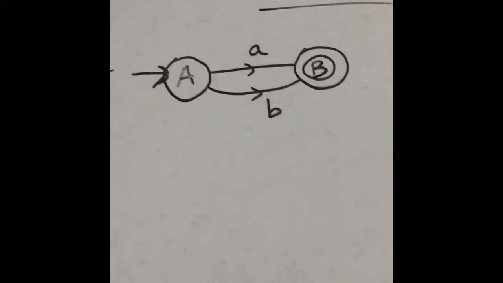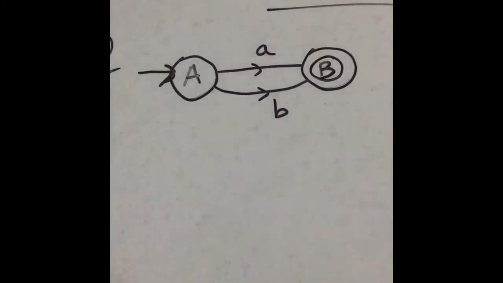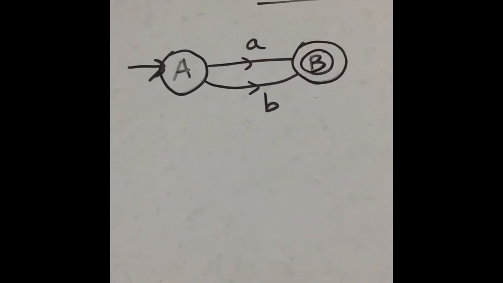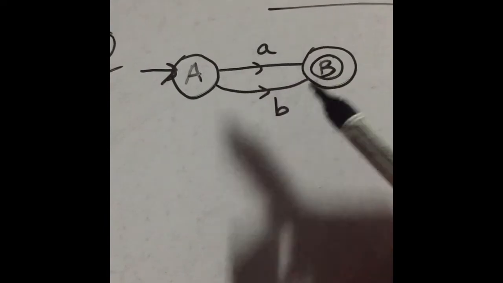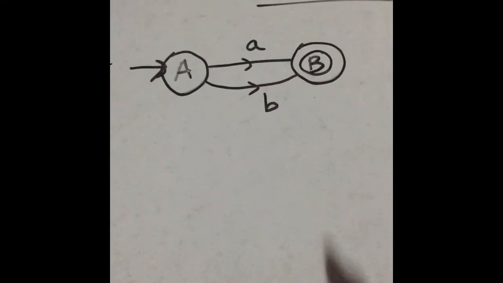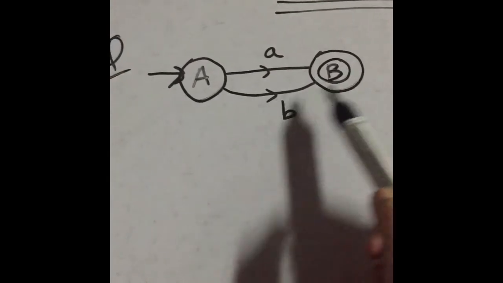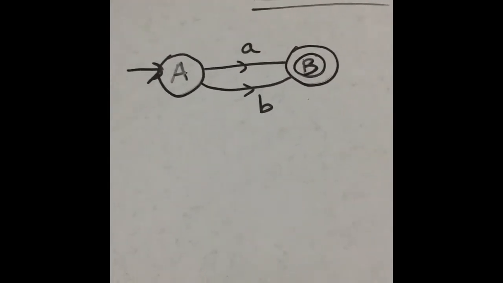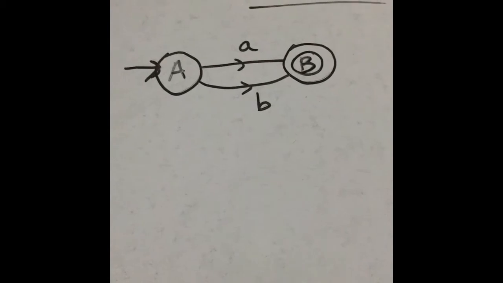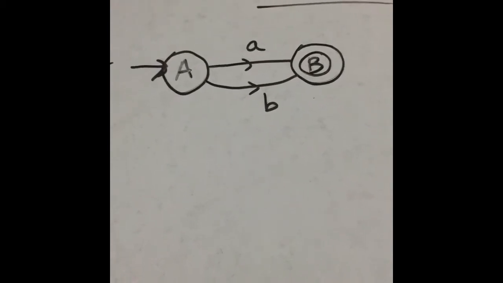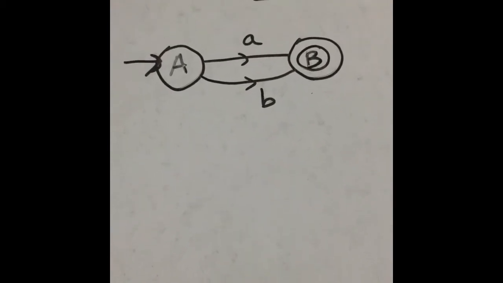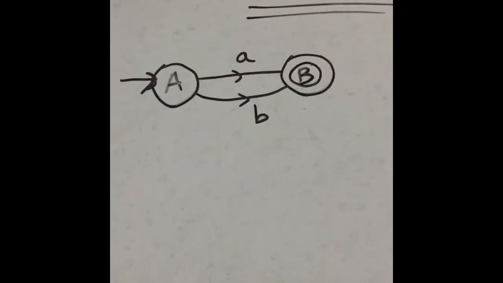So what does it mean? In normal language, what does it mean? It means either A or B. Either A is accepted or B is accepted, not both, right? So we generally apply union for this. As you well know, for this we generally apply union.